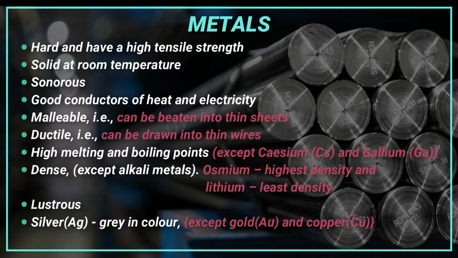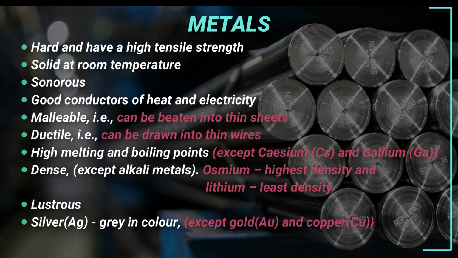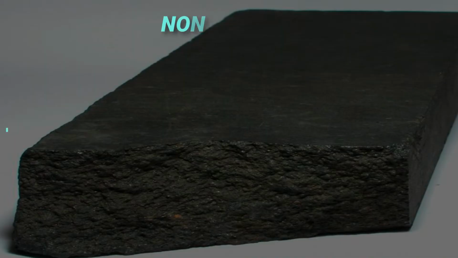High melting and boiling points, except cesium, Cs, and gallium, Ga. Dense, except alkali metals. Osmium has the highest density and lithium the least density. Lustrous. Silver gray in color, except gold and copper.